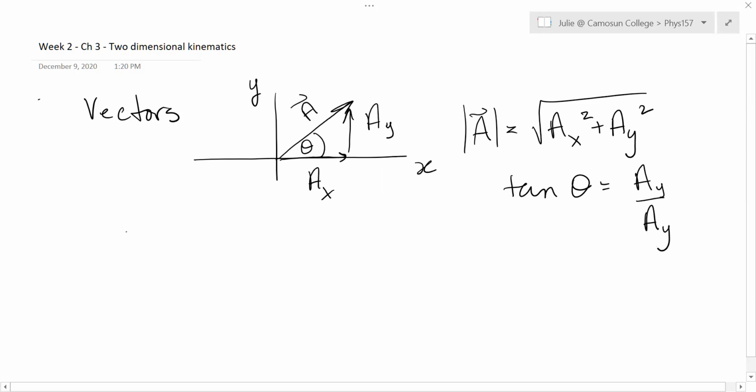And the components can be found, once again, just basic trig. AX is the length of A times the cosine of theta, and AY is the length of A times the sine of theta.